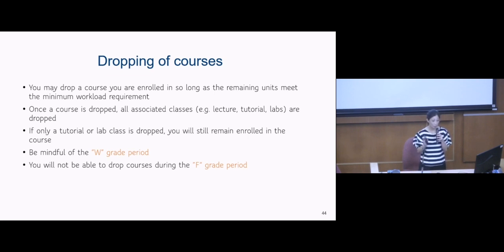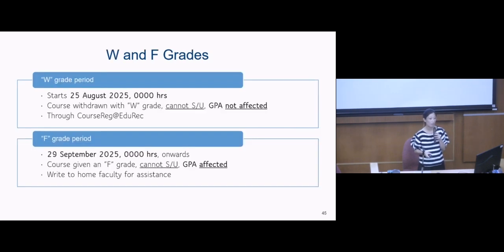Also, there is a W grade period and there's an F grade period, okay? What is that? W meaning withdraw and F meaning fail. So the W grade period starts on the 25th of August. This is week 3. So if you drop your course from week 3 to recess week, on your transcript, there will be a W grade. You cannot SU this course, but your GPA is not affected.